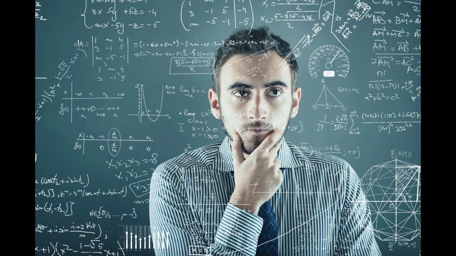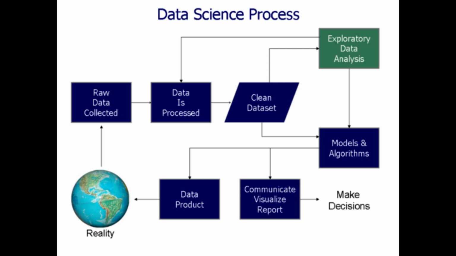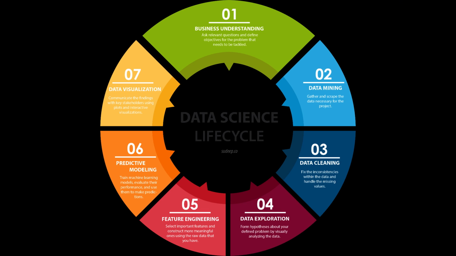First of all, we will know what is the data science process. The data science process is a systematic approach to solving a data problem. It provides a structured framework for articulating our problem as a question, deciding how to solve it, and then presenting the solution to stakeholders.